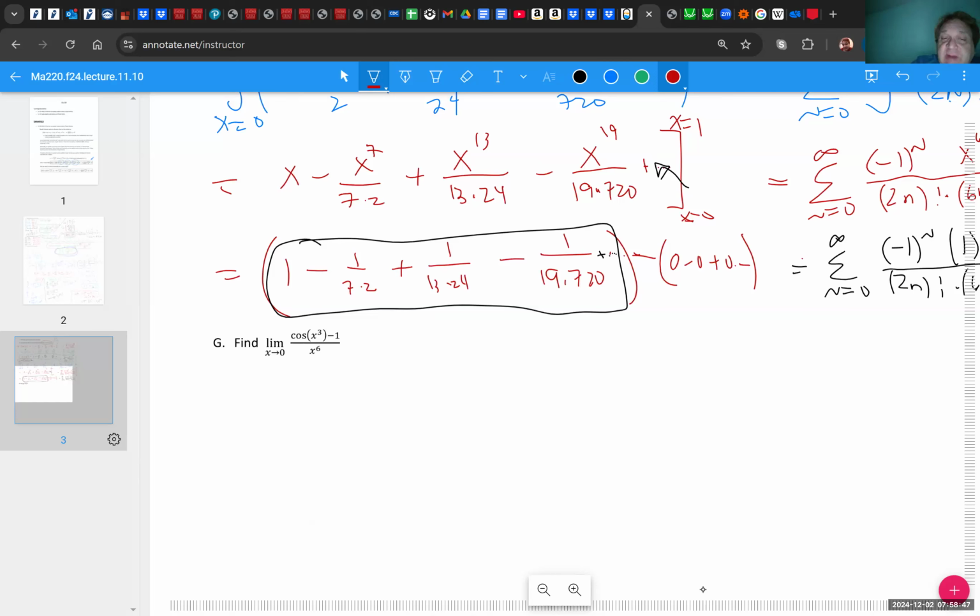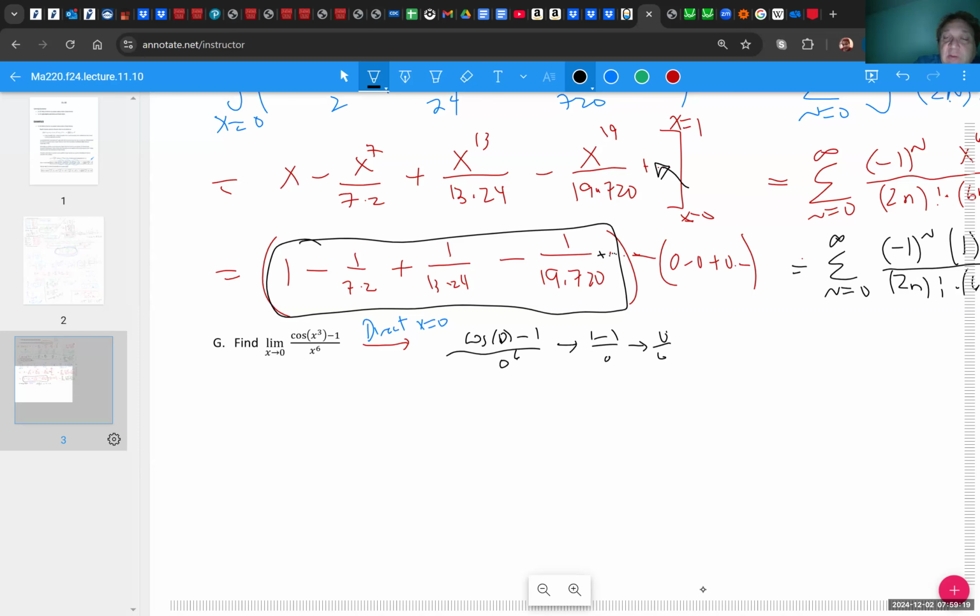We should check to see what happens when we do direct substitution. So let me do a direct substitution. So I get x equals 0. If I stick in x equals 0 just to see what happens when I directly substitute the value of x into the equation, I get cosine of 0 minus 1 over 0 to the 6th, which becomes 1 minus 1 over 0, which is 0 over 0.